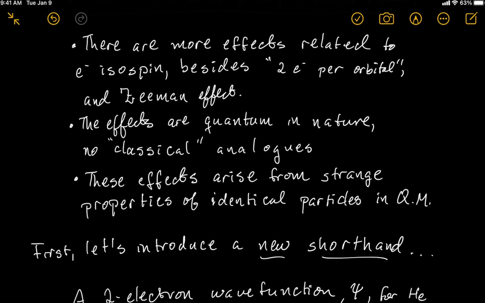So before we go into this property called exchange symmetry, we need to introduce a new shorthand, because our notation is getting a bit crowded and has a lot of details in it. We'll introduce a simplified shorthand that should look somewhat familiar. Say we have a two-electron wave function, psi, for helium in the ground state.